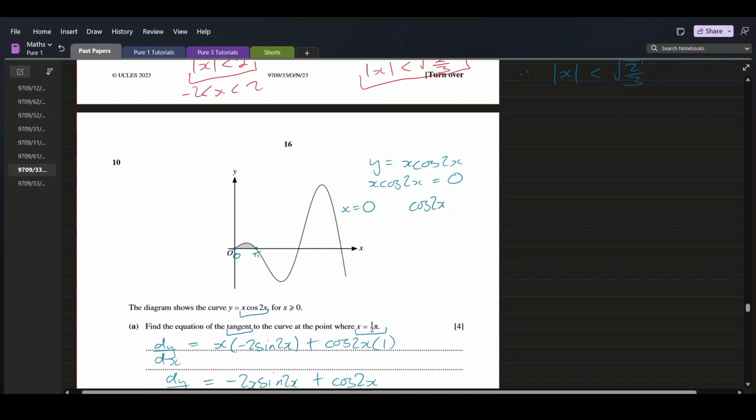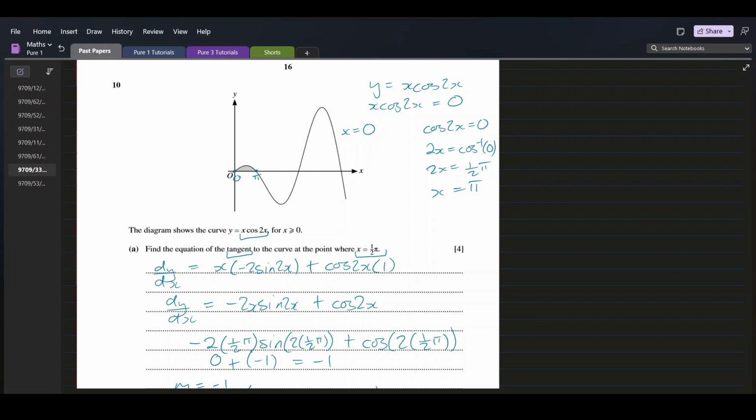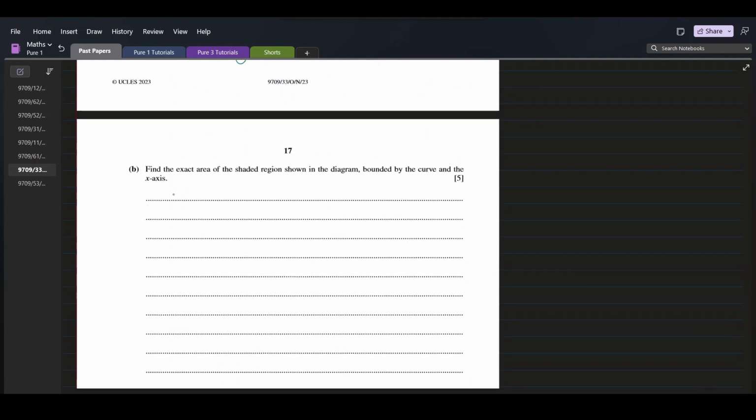Cos 2x is equal to 0, so 2x is equal to arc cos of 0, and arc cos of 0 is equal to 1 over 2 pi, so 2x is equal to 1 over 2 pi. Then divide both sides by 2 to get x as the subject of the formula, which gives us a quarter pi. And now we can find the area of the shaded region with our limits 0 and a quarter pi. So we are integrating x cos 2x from 0 to a quarter pi with respect to x.